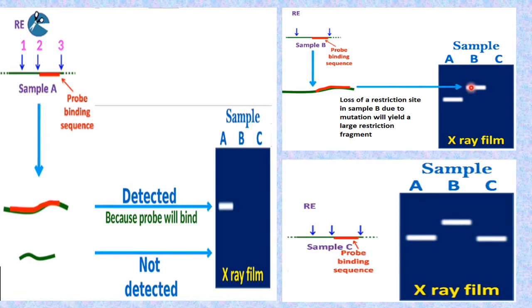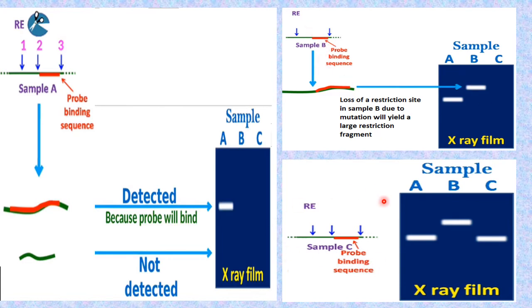So on this X-ray film, when we run the gel in gel electrophoresis, this particular fragment of DNA will travel less, because we know that in gel electrophoresis, the DNA stretches which are smaller move faster as compared to the ones which are longer. So this is the band of sample B that has the probe attached to it.